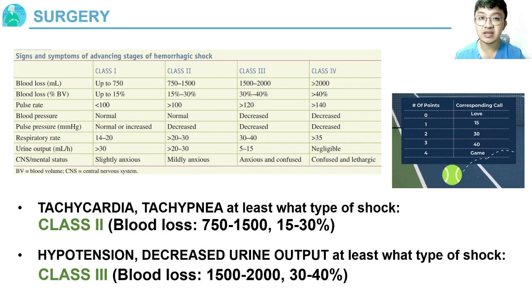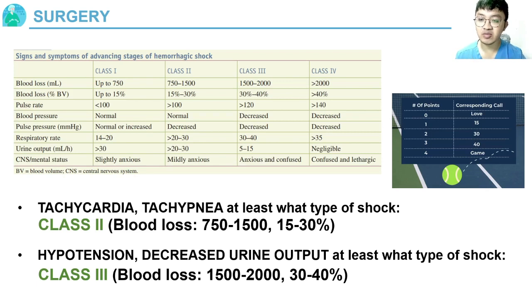Class 3, that's 30 to 40. 40 divided by 2, you get 20. Multiplied by 100, that's 2000. So that's 30 to 40, 1500 to 2000. Class 4, that's more than 40, divided by 2, that's more than 2,000. So again, that's an easy way of memorizing the different types of shocks. I hope you get it.